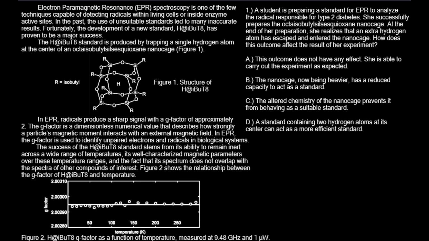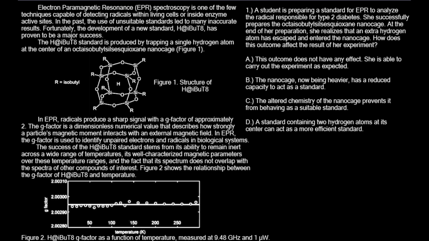The H@iBut8 standard is produced by trapping a single hydrogen atom at the center of an octaisobutyl something nanocage. Figure 1. Here's figure 1. The structure of H@iBut8.